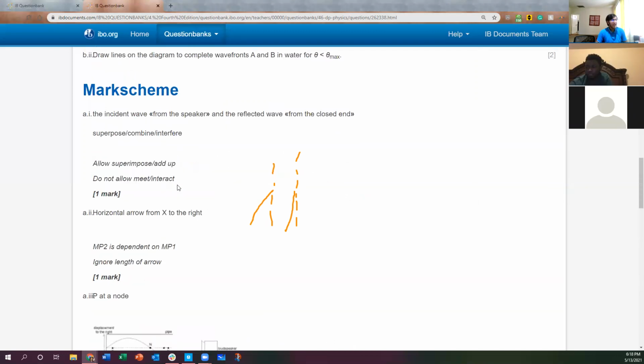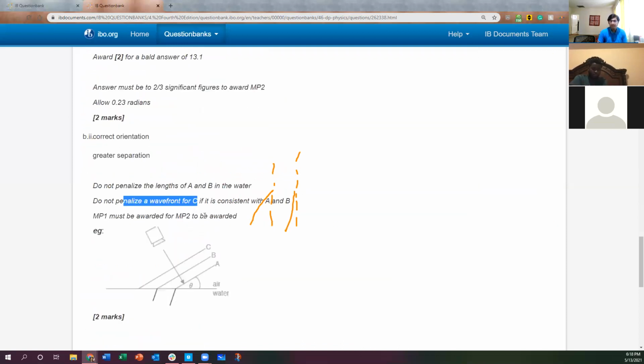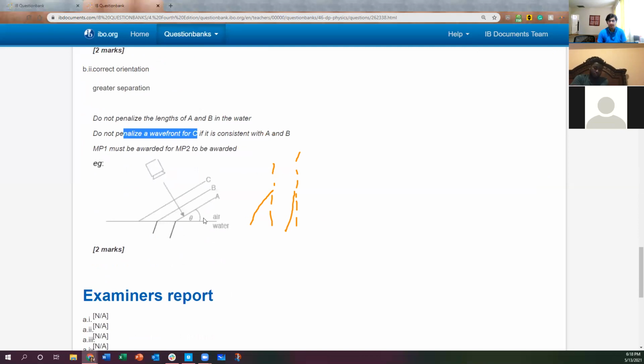Here's the other thing. You notice it didn't ask for C. If it doesn't ask for C, don't do C. Don't volunteer in IB. That's what Miss Raja always says. Never volunteer extra. Just do what's asked by the problem. Okay. All right. Let's do another one.